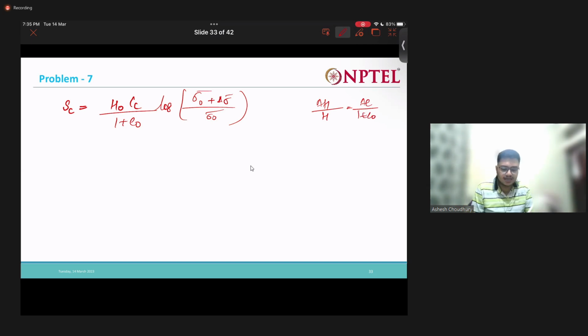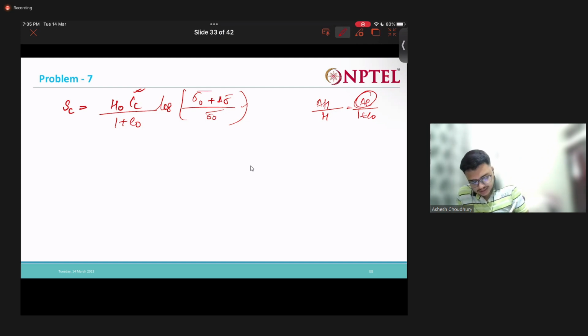So this delta e we are replacing by Cc into log of the final stress by the initial stress, this part. So this is my consolidation settlement for a normally consolidated soil. We are using Cc, which means we have considered that our soil is normally consolidated.